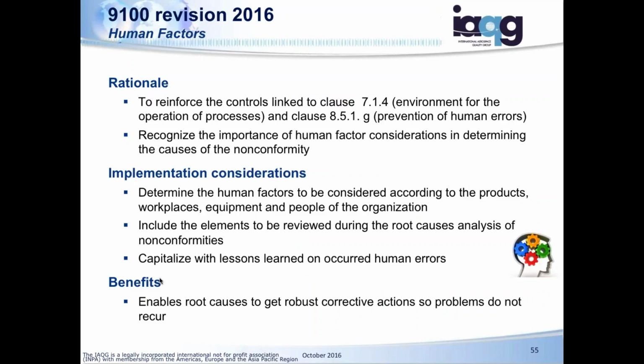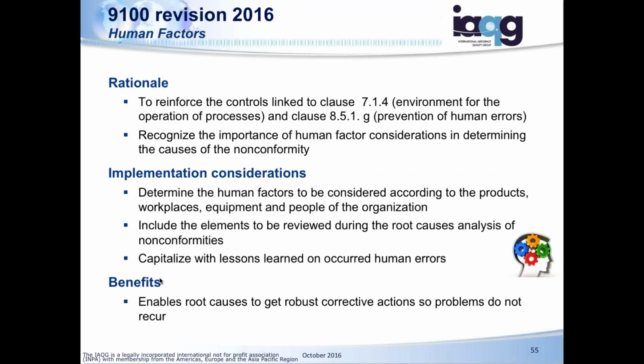There are also linkages to human factors in clause 7.1.4. That's talking about the work environment. Obviously, you want a work environment that's conducive to producing quality products that meet customer requirements. So that can also be part of human factors. Also, in 8.5.1 g, there's talk about the prevention of human errors. How do I mistake-proof things as much as possible so I don't have problems? Once again, how do I consider the human aspect of the workplace, equipment, and people?